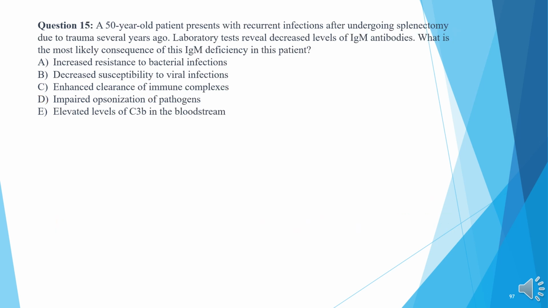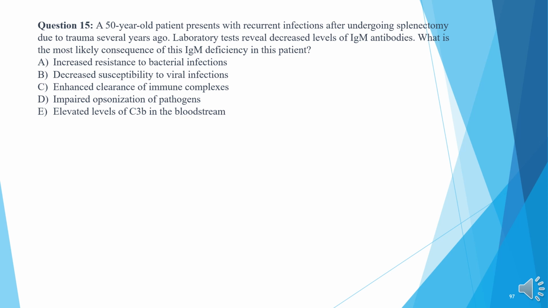Question 15. A 50-year-old patient presents with recurrent infections after undergoing splenectomy due to trauma several years ago. Laboratory tests reveal decreased levels of IgM antibodies. What is the most likely consequence of this IgM deficiency in this patient? A. Increased resistance to bacterial infections. B. Decreased susceptibility to viral infections.